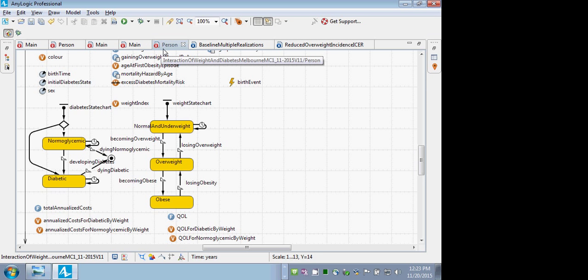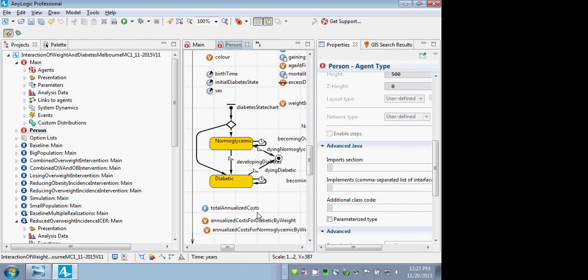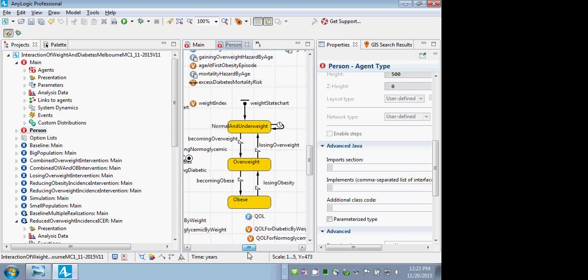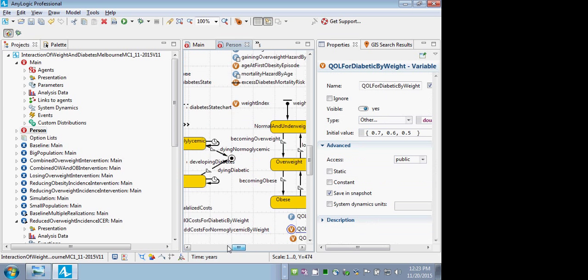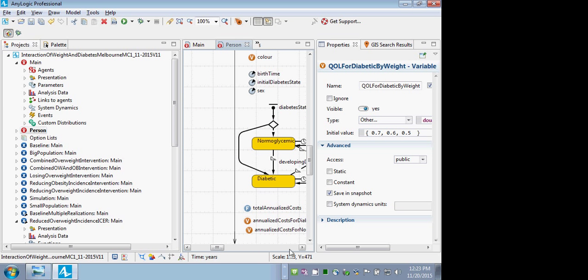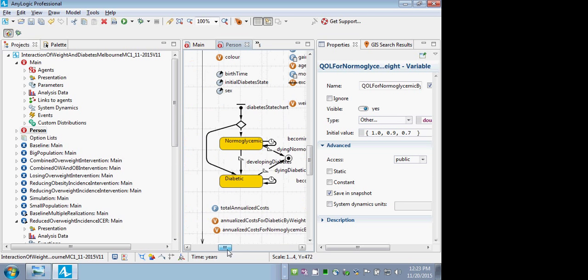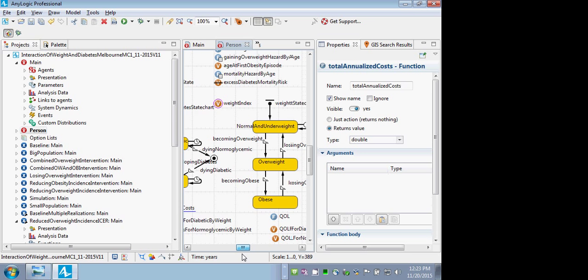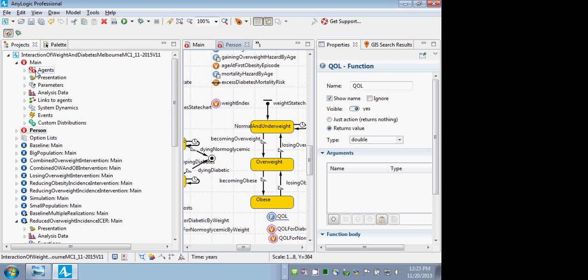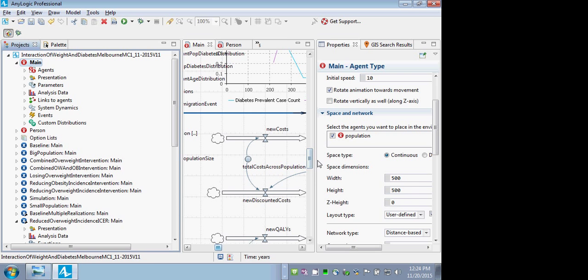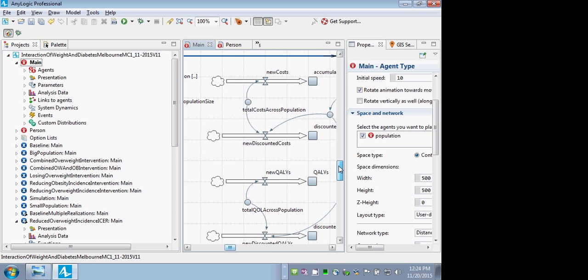And what we have here, in Person, is a vector of quality of life for diabetics for different weight states in which they could be located, and for normal glycemic people for different weight states. And we have similar cost profiles on a per year analyzed cost. And that is used to compute total annualized costs and quality of life for that person, and those in turn are summed up within Main across these QALYs.